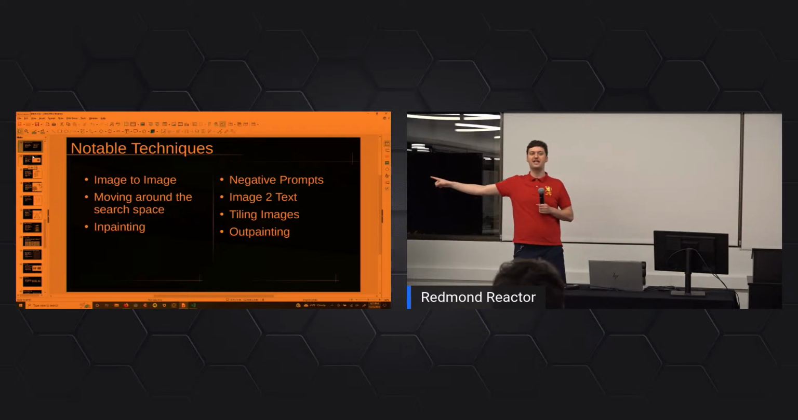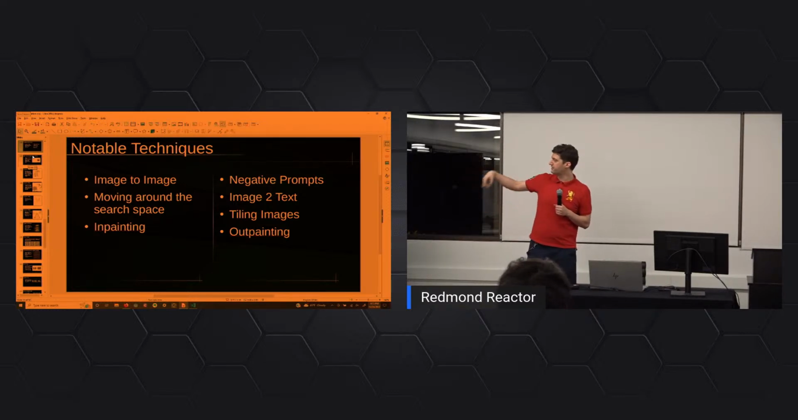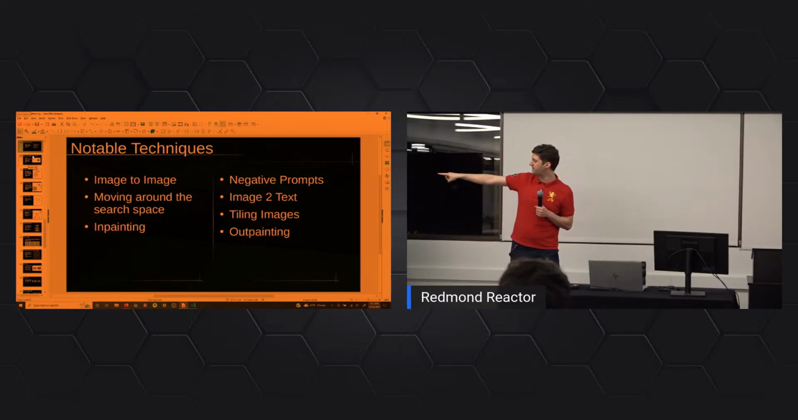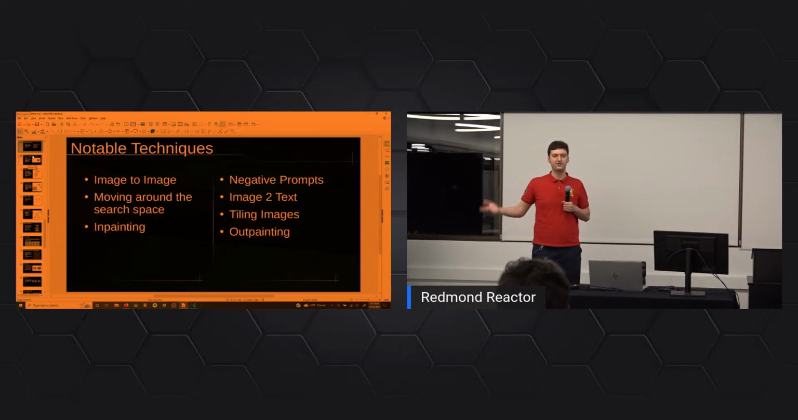For image to image, it's actually part of the structure of the model. All you have to do is take the regular network, give it an image, and add a little bit of noise to it, and it will do that on its own. So there's no real special modification for image to image. For moving around the search space, that's just the way it is designed naturally.